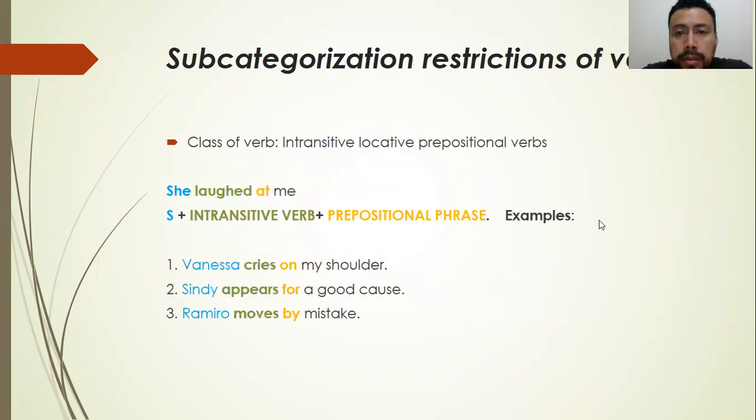The next one in the subcategorization is the class of intransitive locative prepositional verbs. The first example is, she looked at me. As you can see, in blue is the subject, in green is the intransitive verb looked, and the prepositional phrase is at. Another example is, Vanessa cries on my shoulders. Cindy appears for a good cause. Ramiro moves by mistakes. You can see the structure: subject plus intransitive verb plus prepositional phrase.